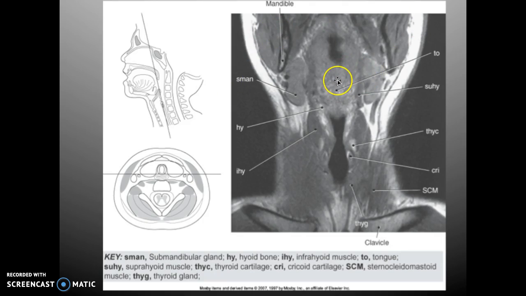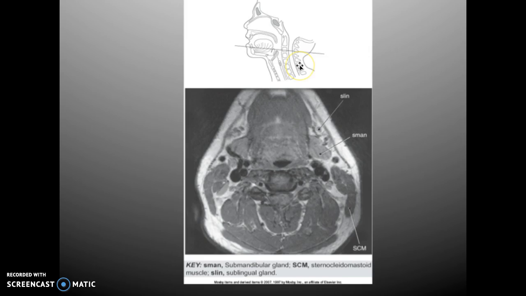So here's your tongue, and I want you to know your thyroid cartilage, your cricoid cartilage. Here's your SCM. You can see it coming in and attaching right there on the clavicle. And here's your thyroid gland. And infrahyoid muscle with your hyoid bone, there's a piece of it there. This is your submandibular gland right there, and you can tell that it looks different, right? Here's your mandible. So here's the mandible, here's your submandibular.